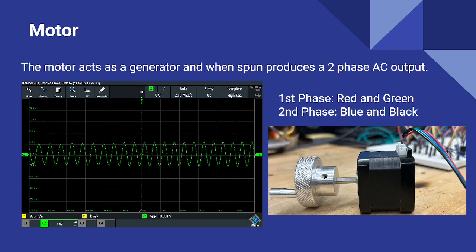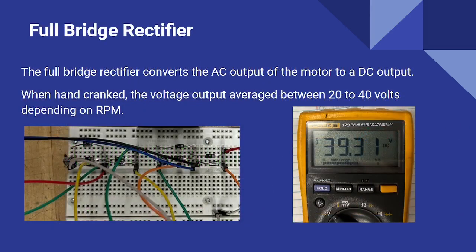When the motor is spun, it produces a two-phase AC output through the wires. The single wire output was measured when hand cranking the motor. The AC output is shown on the slide. The full bridge rectifier converts the AC input from the motor to a DC powered output. There are two full bridge rectifiers connected in series, each rectifying one phase of the motor. When the motor was hand cranked, the DC output voltage was measured to be at average 20 to 40 volts.